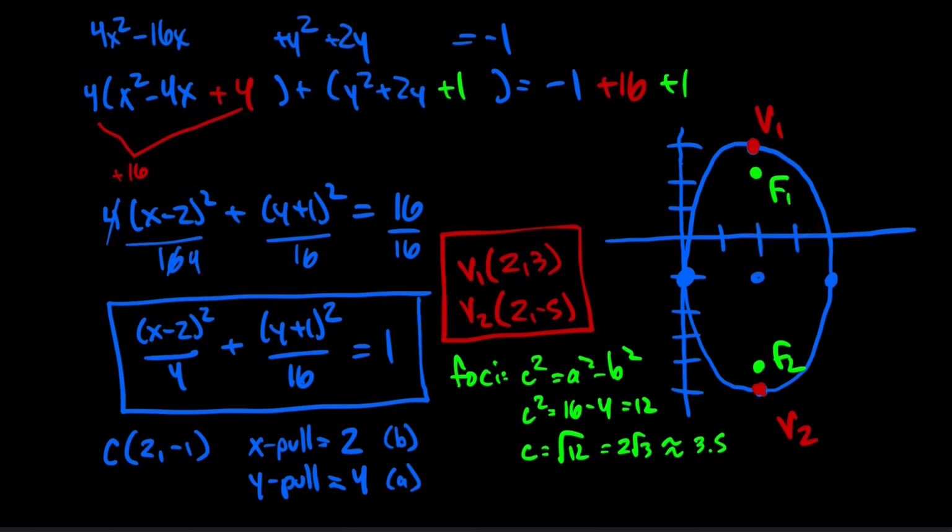So F1 is simply going to be (2, -1 plus 2 radical 3). F2, we're doing something similar, except we're subtracting 2 radical 3 from that y value. So that's going to give me (2, -1 minus 2 radical 3).